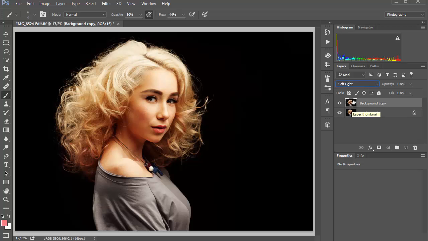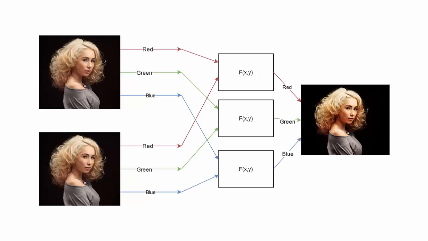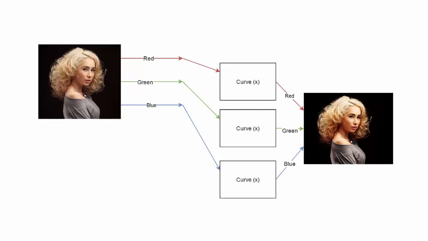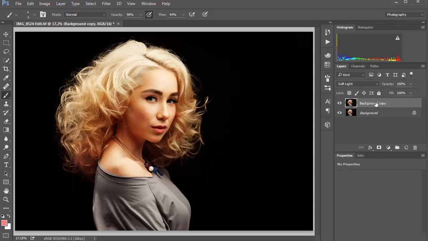Let's consider why. A blend mode is a function of two variables, which is applied to each channel of the image separately. For example, the red channel of the underlying layers is taken, the red channel of the current layer is taken, and some mathematical operation takes place between them. Then, the same for the green and blue channels. If you blend the image with itself, then you pass the same two variables to the function. That is, you get a function of one variable, and any function of one variable can be represented by a curve. Let's look at the form of the curve.